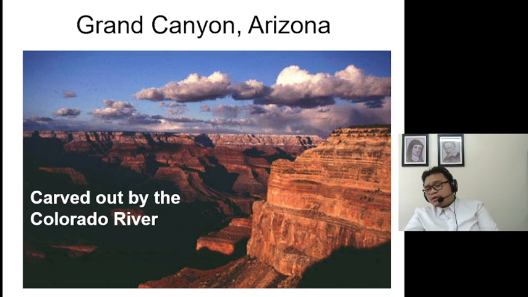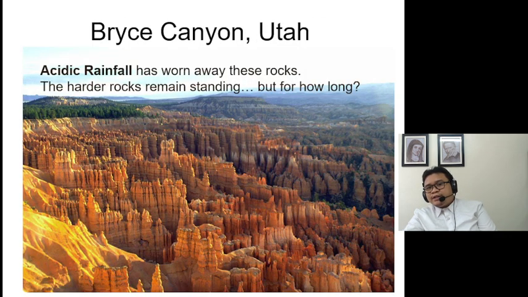Another example that I can also show you would be the Bryce Canyon in Utah, which is still in the United States of America. As explained, this feature was actually formed by acidic rainfall, which has worn away many of the rocks found on these mountains. The harder rocks, of course, still remain standing, but we don't know how long this feature will last, because over some periods of time these agents of erosion and weathering will continue to hit these rocks.